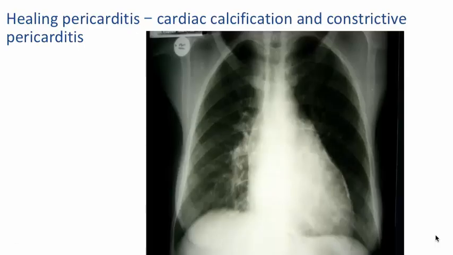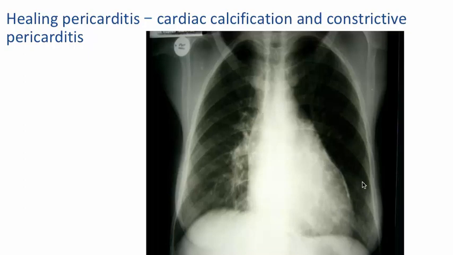Now we need to look at one extra point, that is healing pericarditis. Pericarditis can heal with calcifications, and it can also heal with constrictive pericarditis. And of course, that is a confounding differential that we need to look at briefly. First, on the chest X-ray, you sometimes see this even in completely asymptomatic patients. You can see, like here, this calcification in the pericardial area.